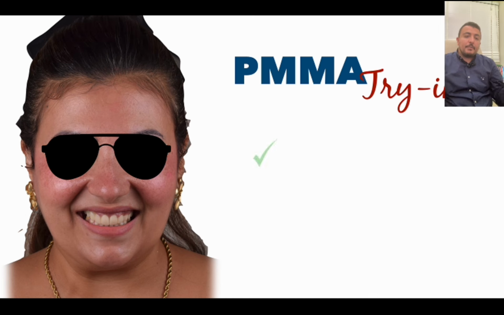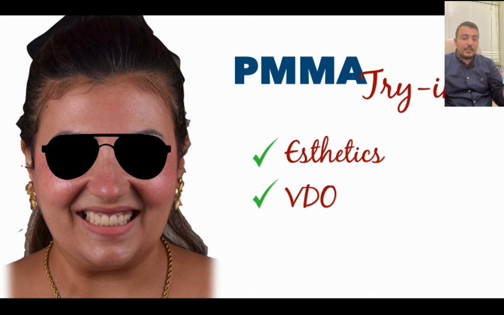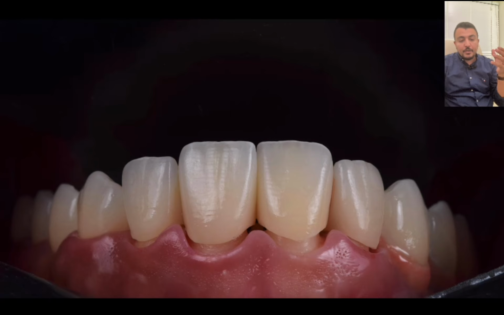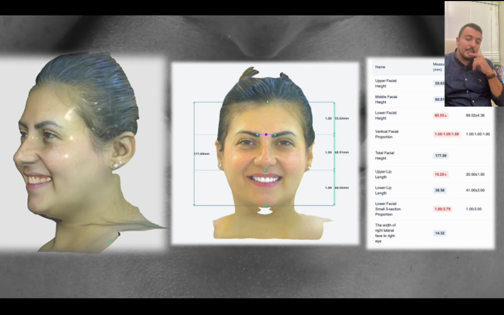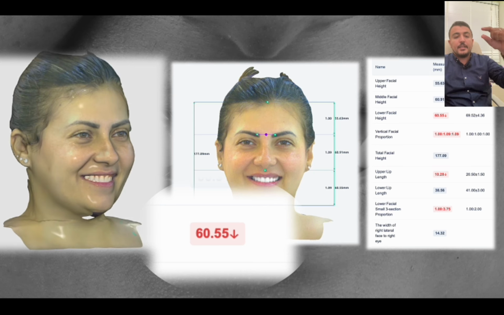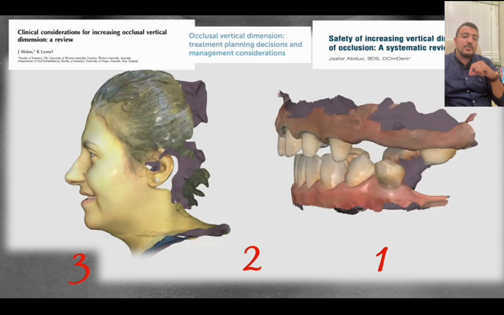So we have to make a BMA try-in with very nice aesthetics, very nice occlusion, and very nice vertical dimension of occlusion. And if you remember the 1 to 3 rule, raising 1 millimeter posteriorly will raise 2 millimeters anteriorly and 3 millimeters at the incisal pin. So in this patient, we have almost equal thirds of the facial height.